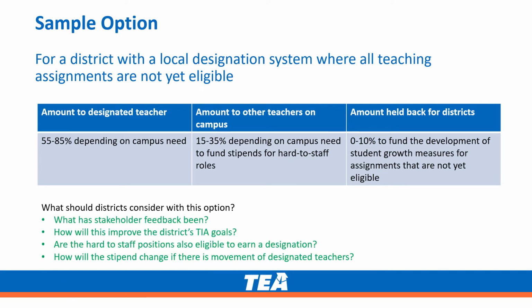First, what has stakeholder feedback been? Second, how will this improve their district's TIA goals around recruitment, retention, and distribution of effective teachers? Third, are the hard-to-staff positions also eligible to earn a designation? And finally, how will the stipend change if there is movement of designated teachers?